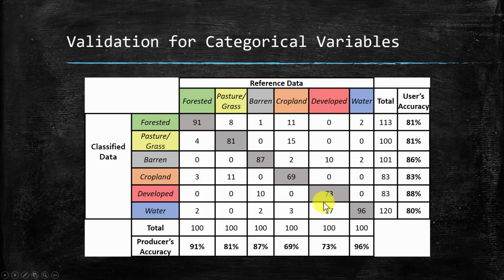So for example, it seems like our lowest accuracies in terms of producers was really with our cropland class and our developed class, whereas water and forest were generally pretty good. So again, that's a little bit extra detail that may be of value, especially if you're interested in a specific class or category relative to others.